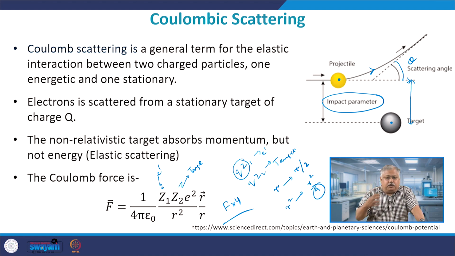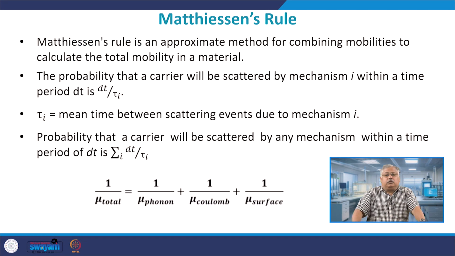Let us look at it from the point of view of a MOS device. In the MOS device, the target is a charged boron or a charged arsenic atom, and this is the projectile. With n type it is an electron, for p type it is a hole. So, surface roughness scattering, understood; phonon scattering, understood; and Coulomb scattering, understood. How do you take into consideration all of these scattering phenomena together? That is done by what is known as Mathiessen's rule. This is an approximate method for combining mobilities to calculate the total mobility in a material under the influence of an electric field.